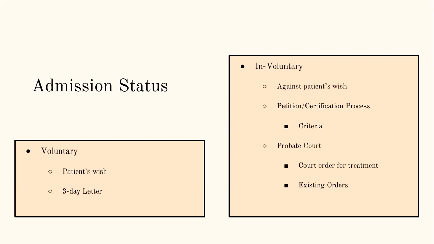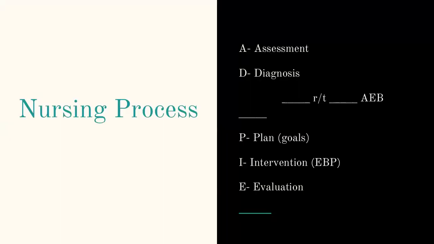And if our patient has a guardian, then we have to get the guardian's approval for any treatment changes, any med consents, and anything like that. Other reasons why people may be brought to probate court is to determine not guilty by reason of insanity and to determine if that patient is competent to stand trial in a criminal court. So, those are the different types of admission statuses.